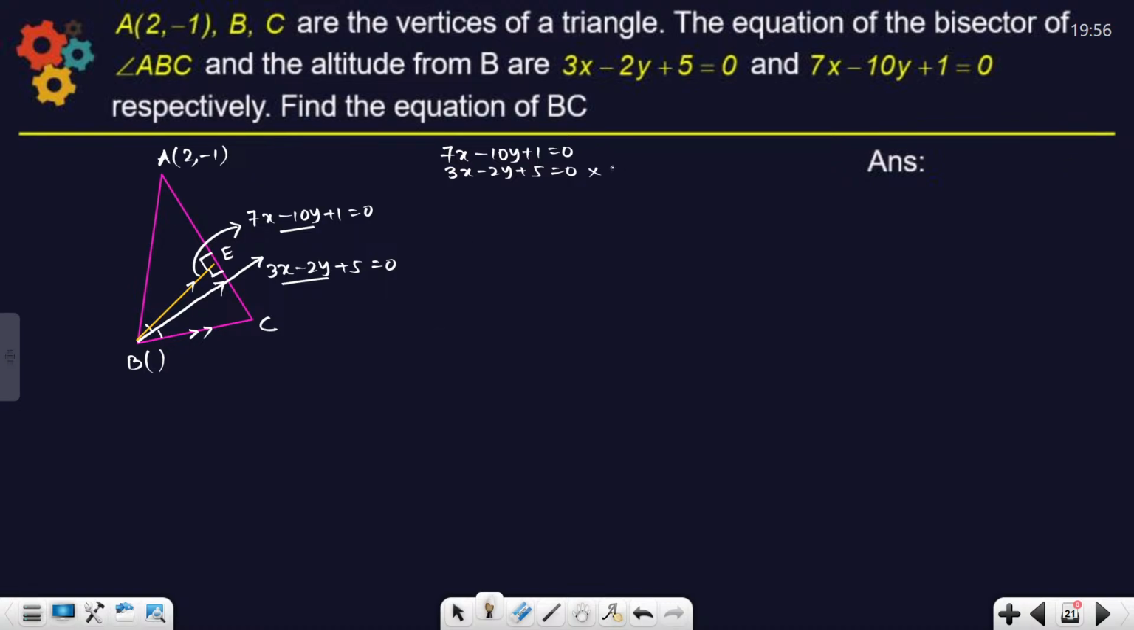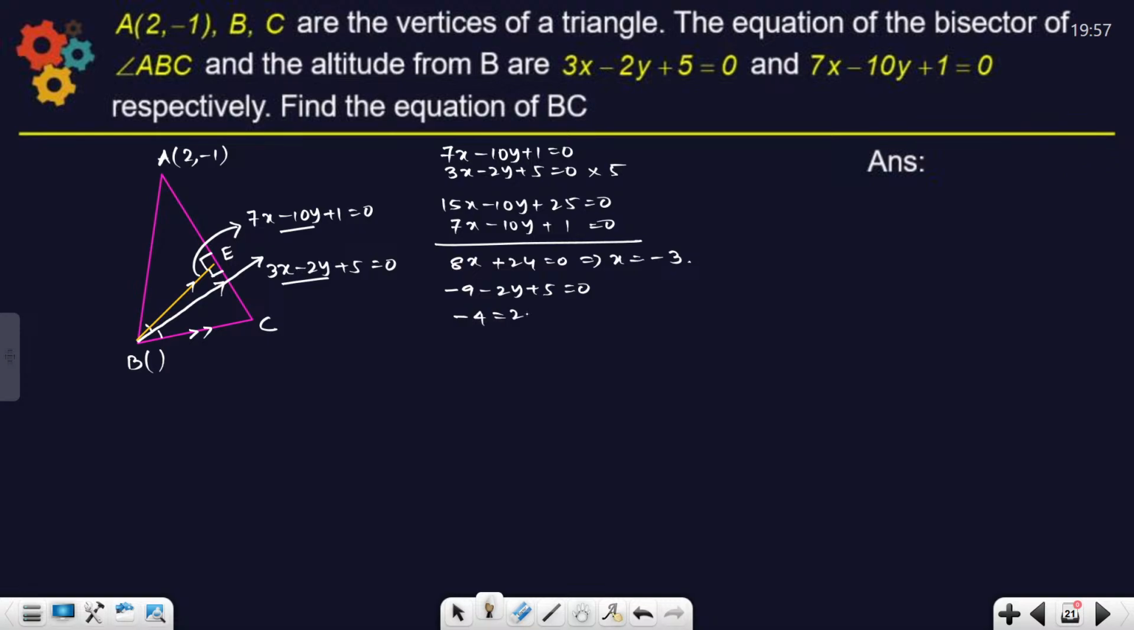Let me multiply this equation with 5, and the first equation is this. So let me just subtract. X is minus 3. If X is minus 3, what about Y? Minus 9 minus 2Y plus 5 is 0. So minus 4 is 2Y. So Y is coming to minus 2, right?